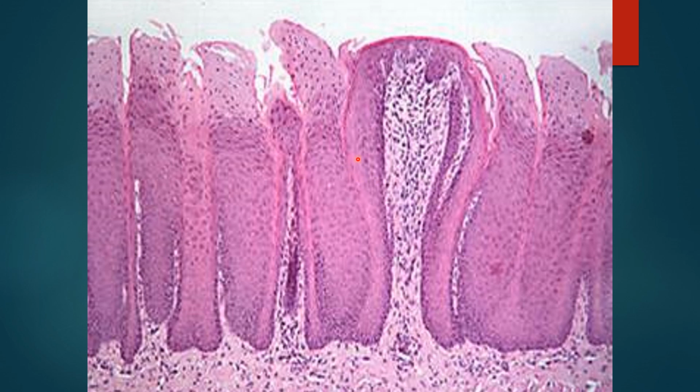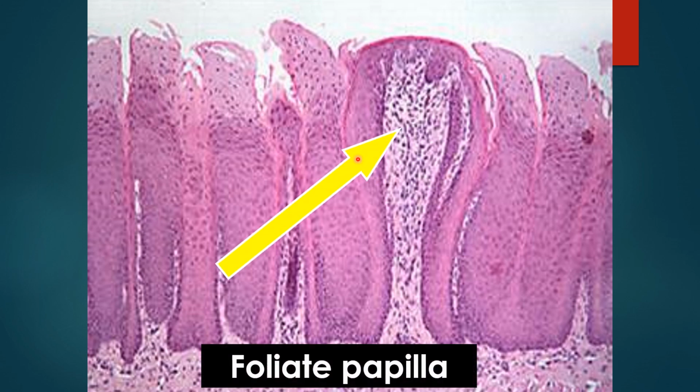So this is another slide. You can see the foliate papilla, the number 4 type of papilla, which are present on the lateral edges of the tongue in the form of parallel rows, and these foliate papillae are finger-shaped. In these finger-shaped papillae, again there is non-keratinized epithelium, the lamina propria shows branching, and they also have taste buds, but the location varies.